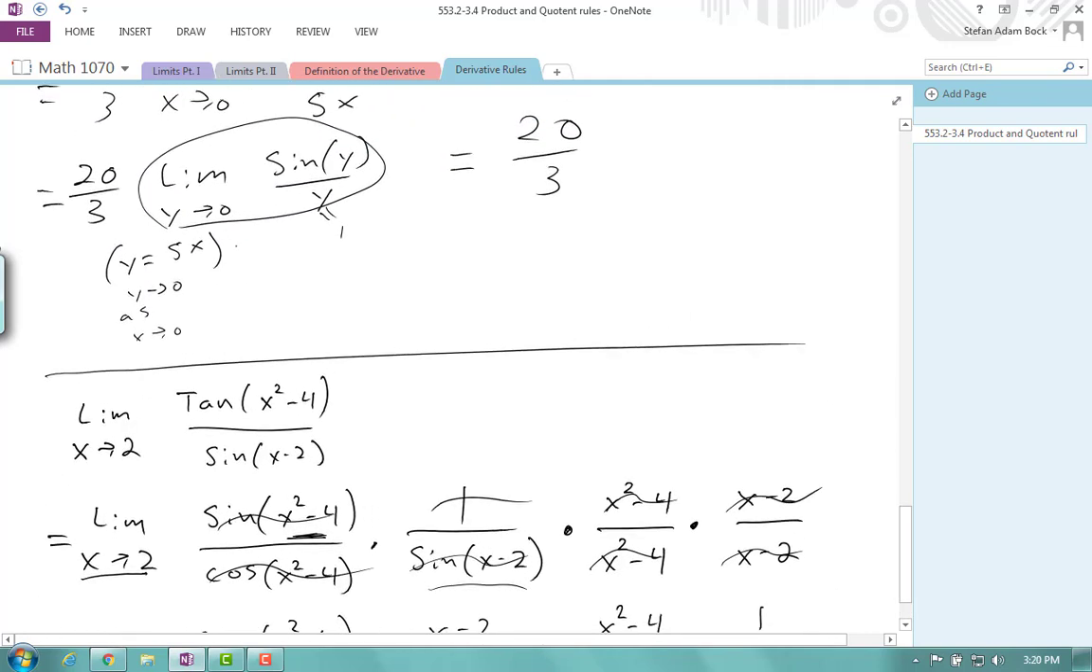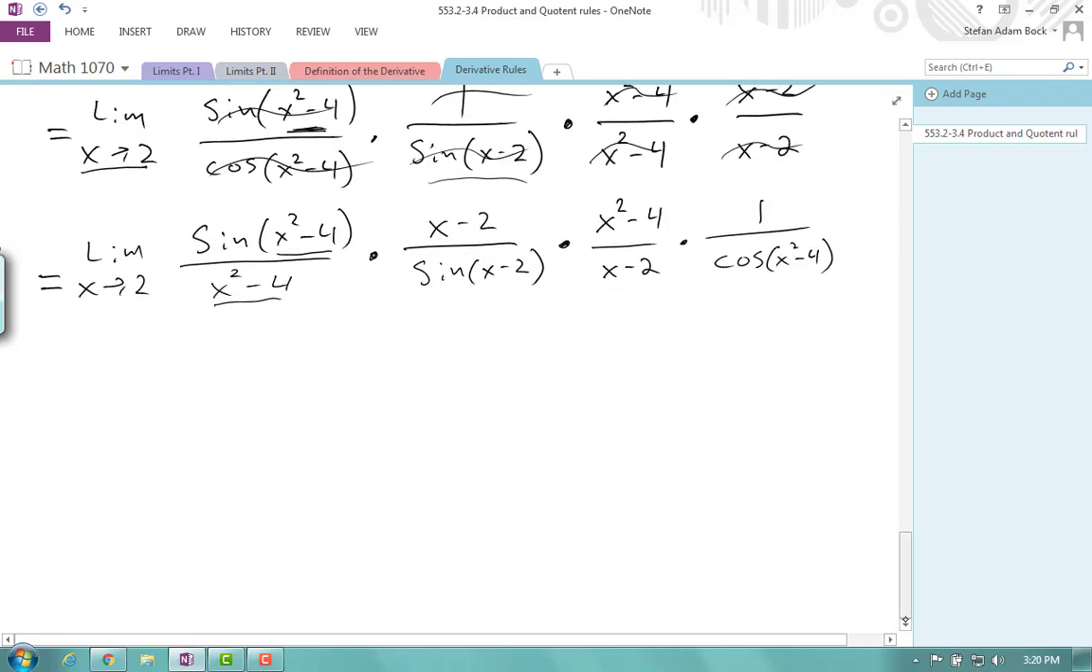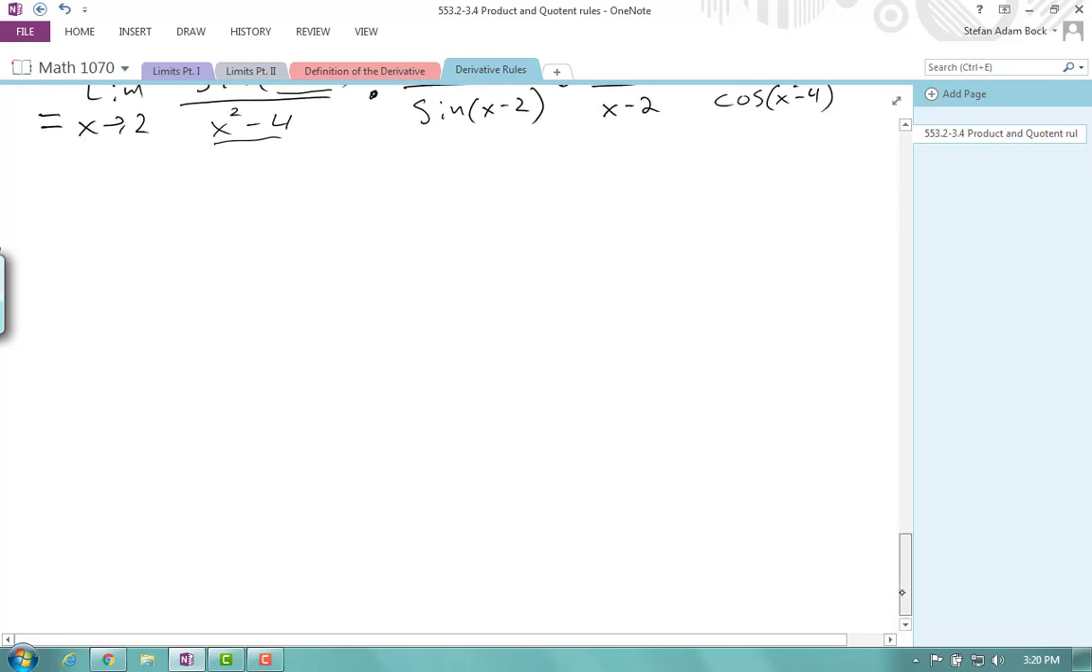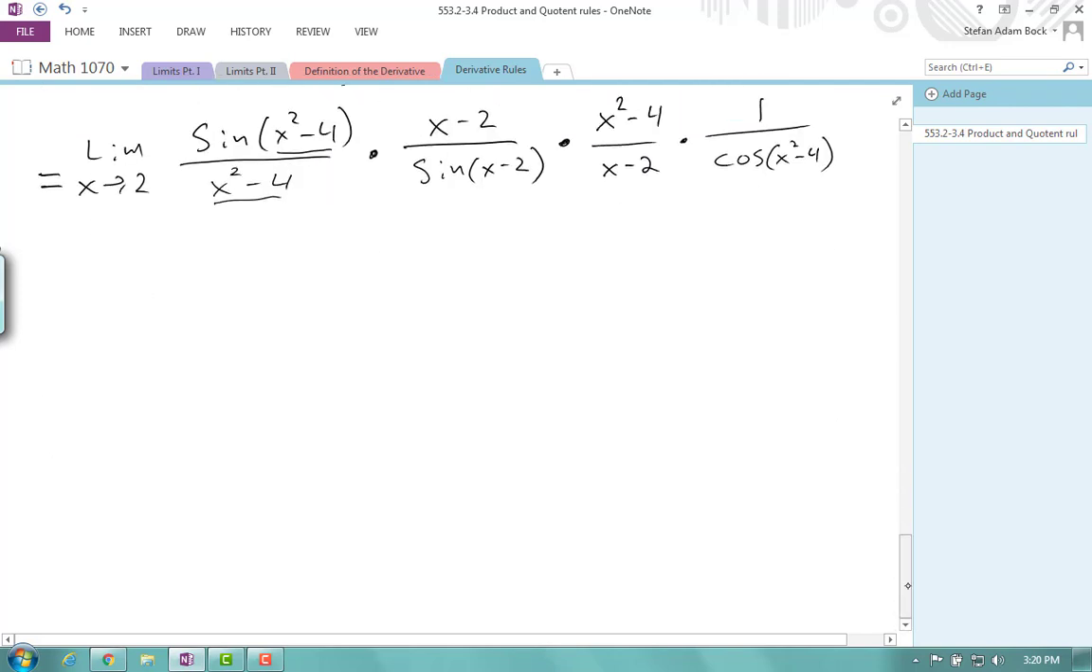Similar to how I did a change of variable right here, I would be choosing a y equal to x squared minus 4 as part of my argument. But I'm not going to write that part out. Whoa, calm down. I'm not going to write that part out because it's not necessary for our graded work. It's sufficient to just show that they match and they go to 0.